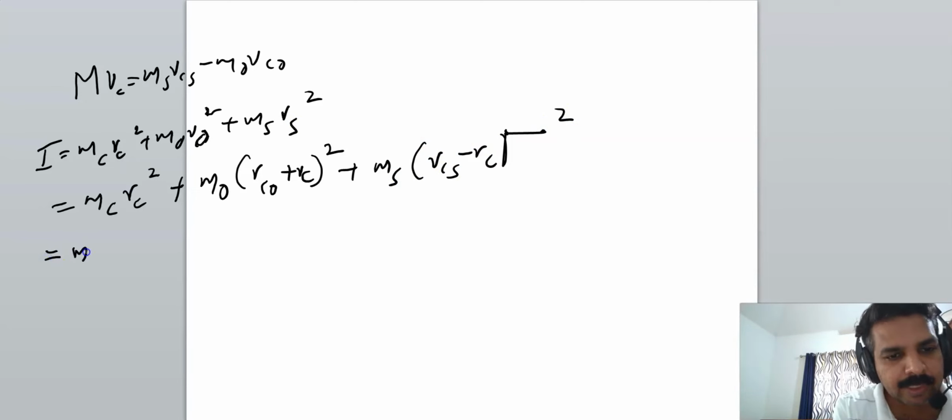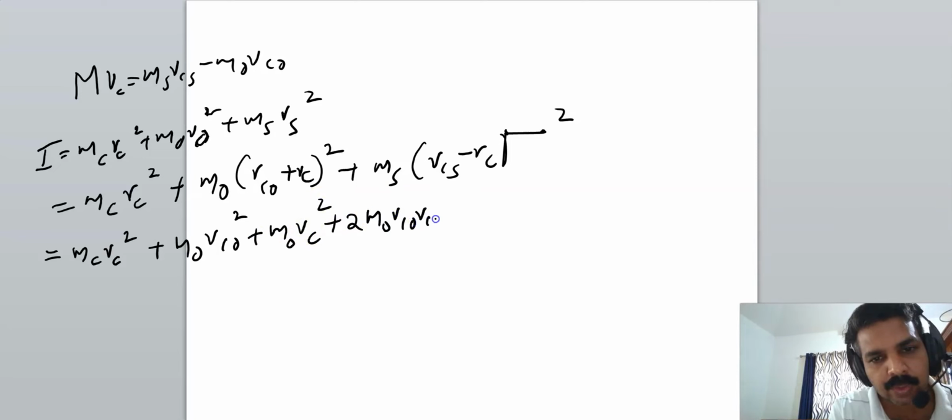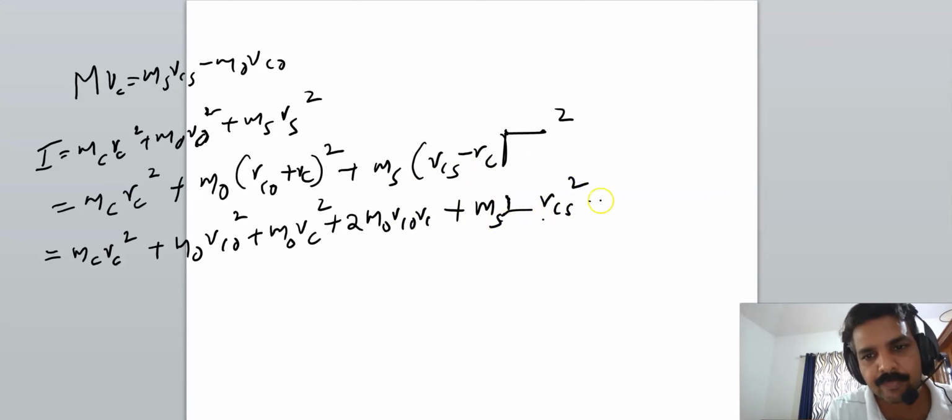And by expanding we get MC RC square plus, by expanding the bracket, MO RCO square plus MO RC square plus 2 MO RCO RC plus, by considering here, we get MS RCS square plus MS RC square minus 2 MS RCS RC.